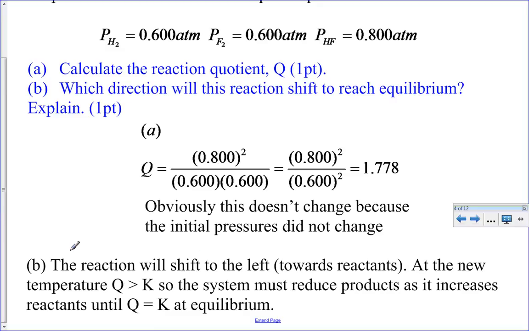So I'm still following the same format. I have my first answer, what direction will it shift? And that's this part over here, right? It'll shift to the left. Then I have my explanation. I mention my Q versus K, and then I mention what it has to do with its products and its reactants, so that it becomes totally clear that I understand what it means when I start with these pressures and how I'm going to get to equilibrium. So that'll get me my first point.